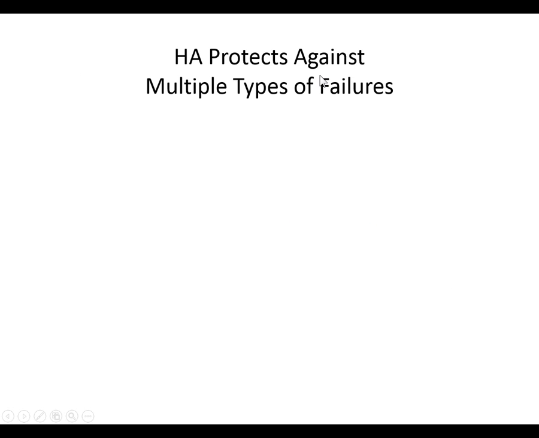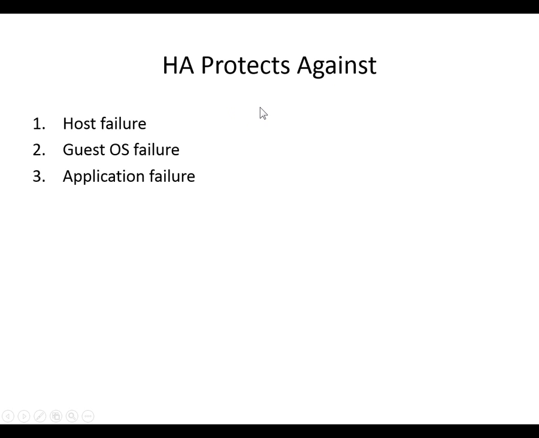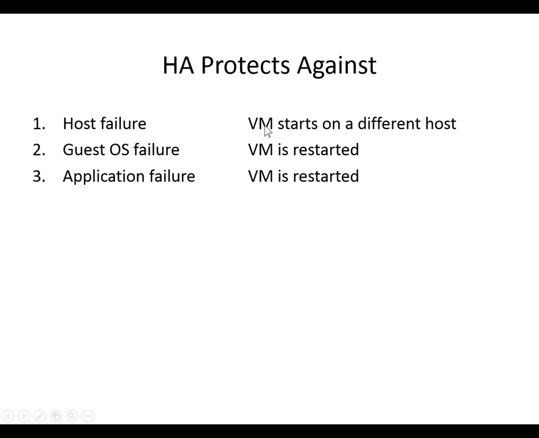High availability provides protection against multiple types of failures. So we have 3 examples. High availability protects against host failures, against guest operating system failures, and against application failures. If there is an entire ESXi host failure, then the virtual machines start up on a different ESXi host. If the guest operating system fails, then the virtual machine is restarted on the same host. And if an application within an operating system fails, then that virtual machine is restarted on the same ESXi host.